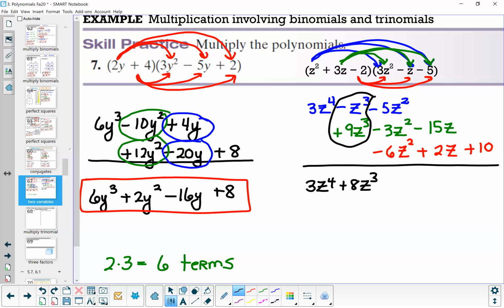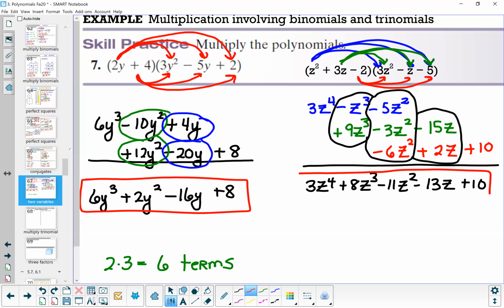The third column, we have minus 5z squared, minus 3z squared, minus 6z squared. So that gives us minus 11z squared. Then we have minus 15z plus 2z. So that's minus 13z. And then plus 10. That was a big one.